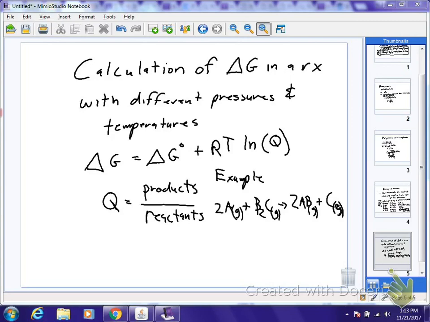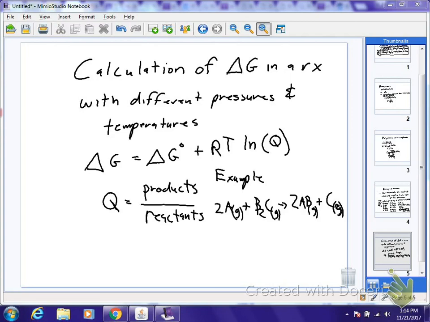A solid doesn't have a pressure. A liquid doesn't have a pressure in the whole system. It's only the gases that do, so that's all we're going to look at. The coefficient out in front will eventually be either squared or cubed. If there's not one in front, then you just leave it by itself. You'll know what that is in a second when we do this example.